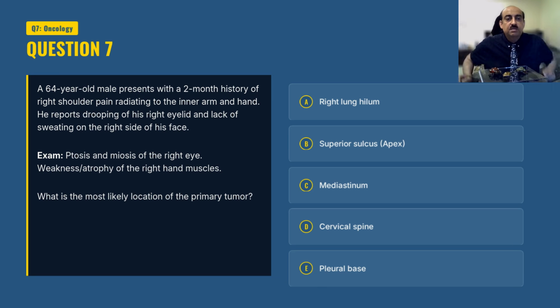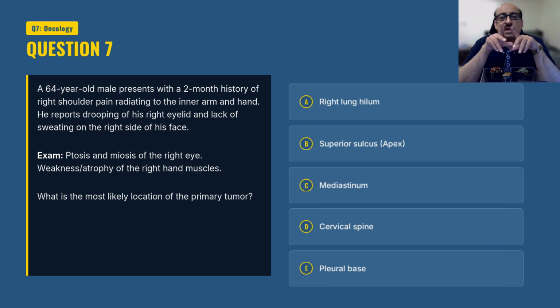Okay, so question number 7 is about anatomical identification of the lesion. A 64-year-old male presenting with a 2-month history of right shoulder pain radiating to the inner arm and hand. He reports drooping of his right eyelid and lack of sweating on the right side of his face. Clinical examination shows ptosis and miosis of the right eye, and there is weakness and atrophy of the right hand muscles. What is the most likely location of the primary tumor?